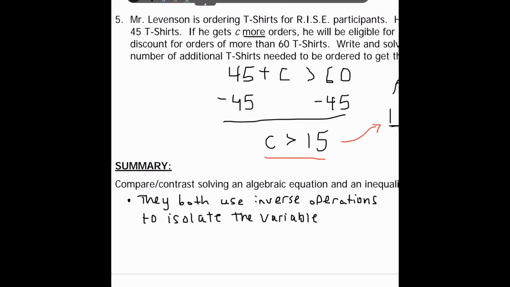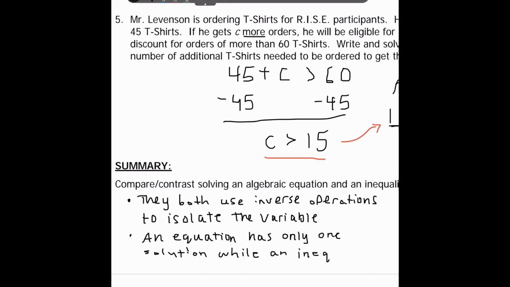Secondly, an equation has only one solution, while an inequality has infinitely many solutions.